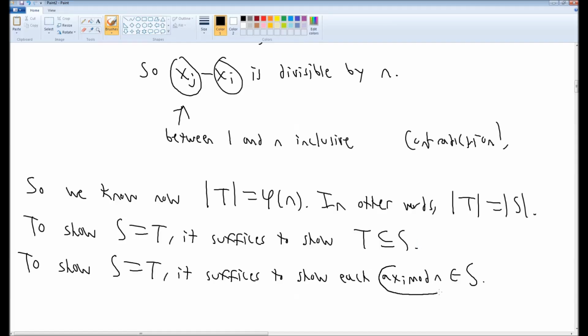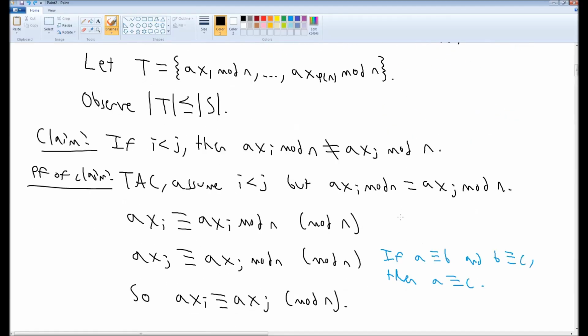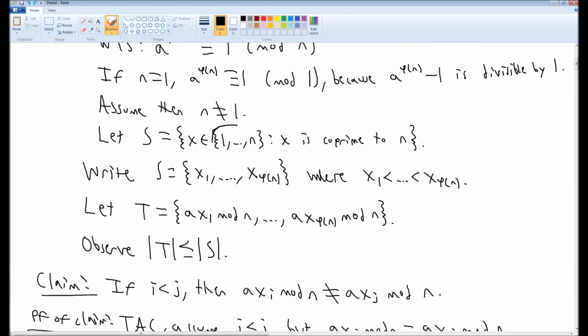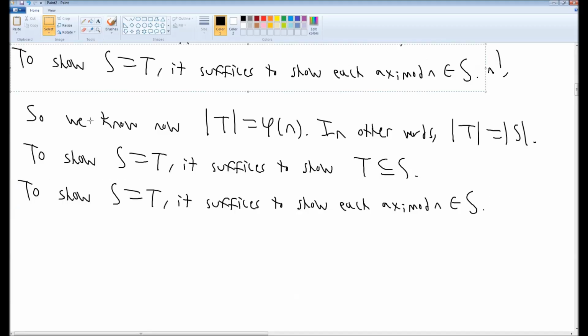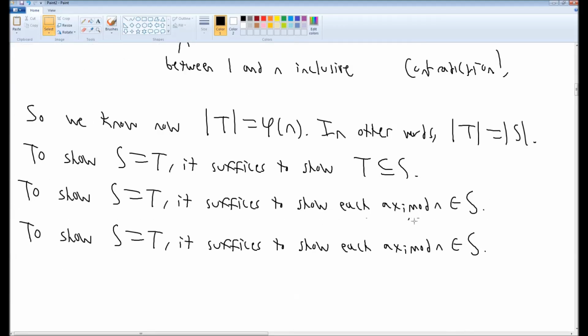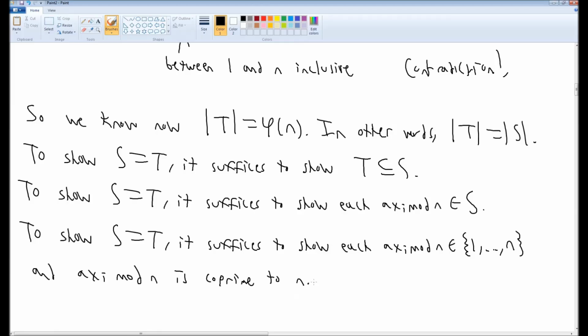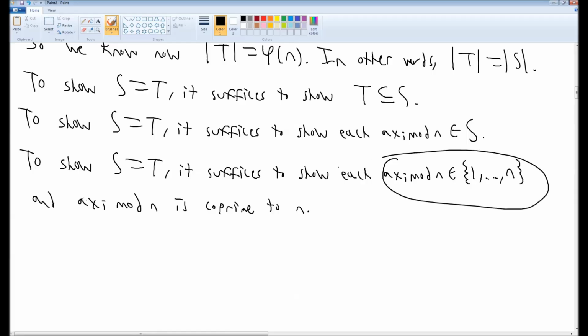Since the elements of T are of this form, it suffices to show that each of these guys is an element of S. But what are the elements of S? If you recall what S is, it's the set of numbers between 1 and n, which are coprime to n. So therefore, to show S equals T, it suffices to show that for each of these guys, that it's between 1 and n, and that it's coprime to n. Okay, so how can we show both of these things? Well, let's try to show this first.